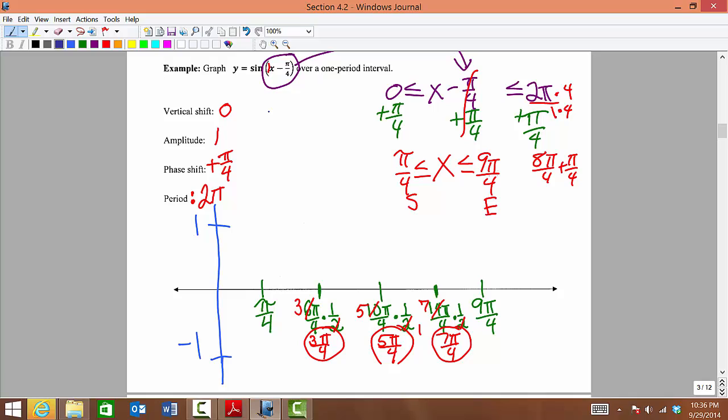So our sine wave is going to look exactly the same, except it has to start here at pi over 4. So sine starts at the middle of the graph, goes up to the max at the second point, and this is now my second point. At the third point, it comes back down to the middle, to our x-axis at this point, goes down to the minimum of negative 1 at the fourth point, and then at the fifth point comes back up to the middle of the graph. So we see that our sine function has shifted to the right pi over 4 units.